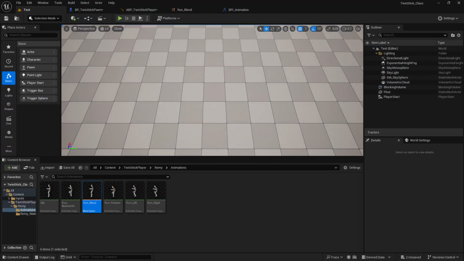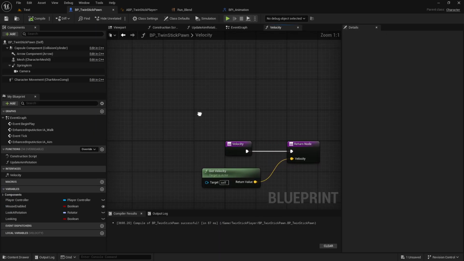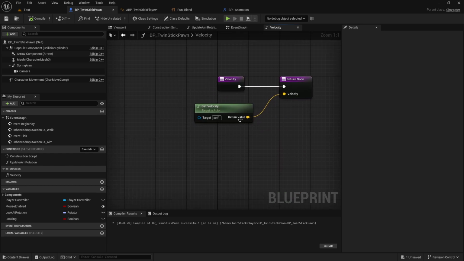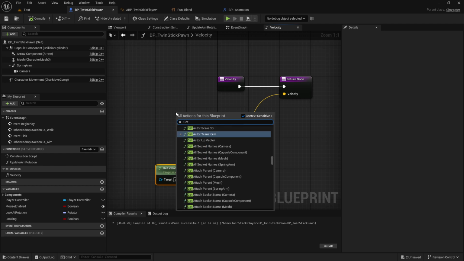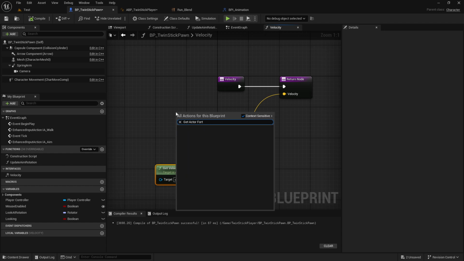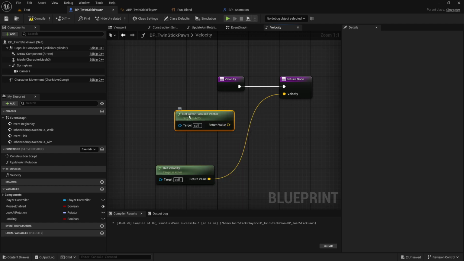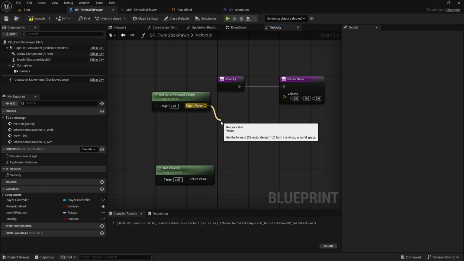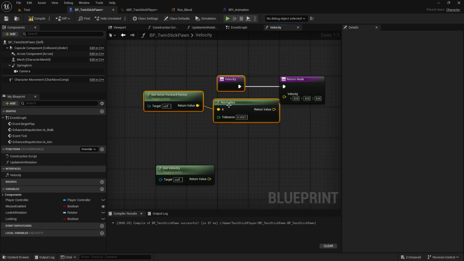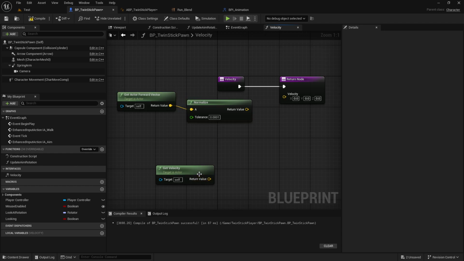So let's get out of here, and let's go back to our player blueprint. Let me go into Twin Stick Pawn, and we are going to affect this get velocity function. We want to get the direction the player is facing. We can do that using get actor forward vector. And first things first, let's do the first thing we talked about, which was to normalize it. Let's normalize both these vectors.